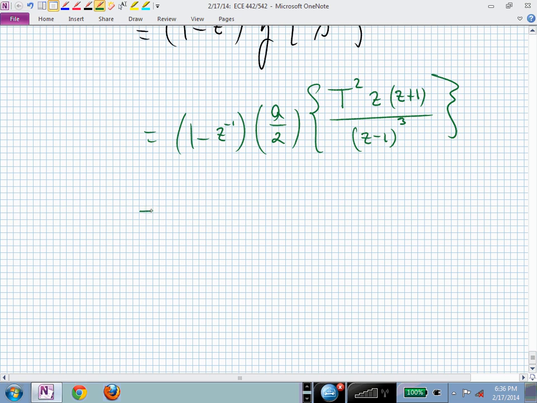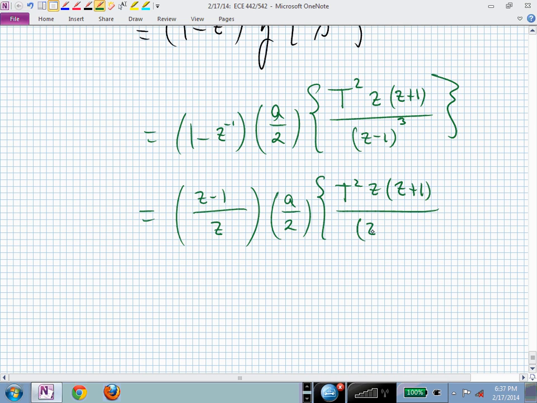But remember what this first factor corresponds to. It gives me a z downstairs and a z minus 1 upstairs. I have an a over 2. I have a t squared z plus 1, and now I have a z minus 1 cubed.